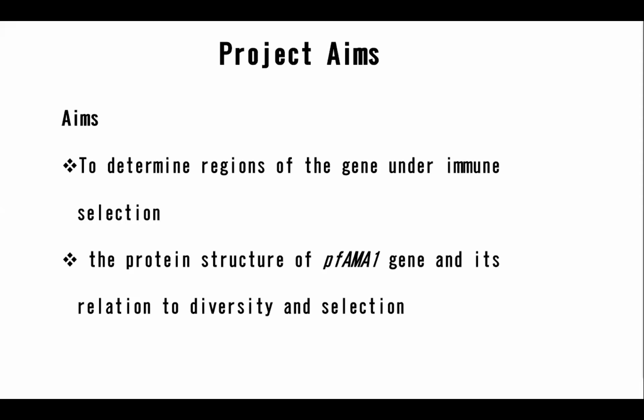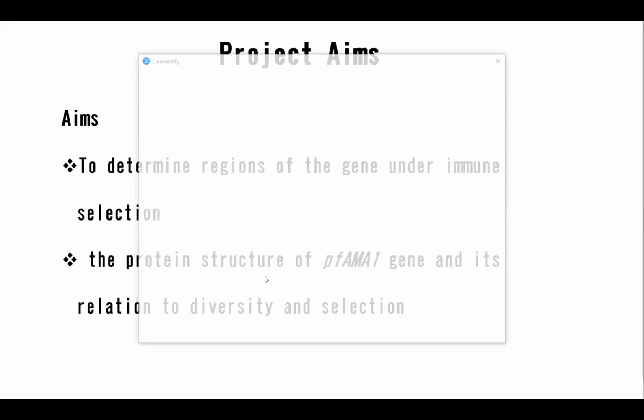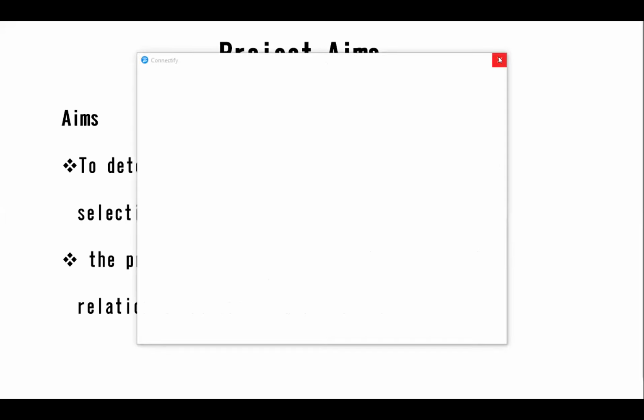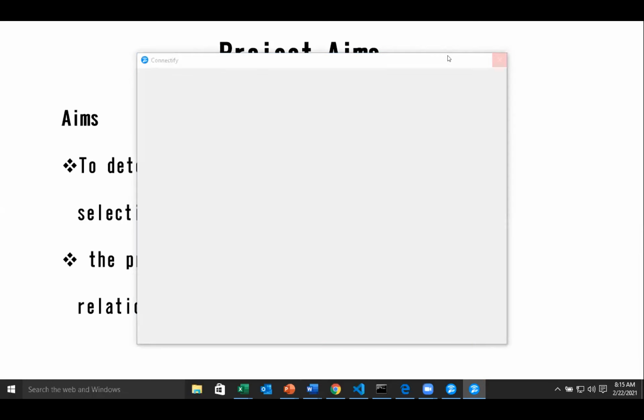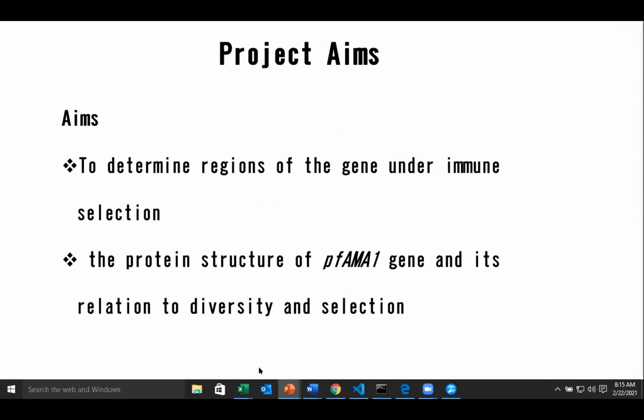effective malaria vaccine. So the aim of this project is to look at the genetic diversity of the AMA1 gene and whether this is under balancing selection or immune selection, and also to look at the structure of the PfAMA1 gene and to see whether the variations that we see in Ghana and also variations that we see in other parts of the world like Southeast Asia and Eastern Africa affect the protein structure and also functions such as immune selection.